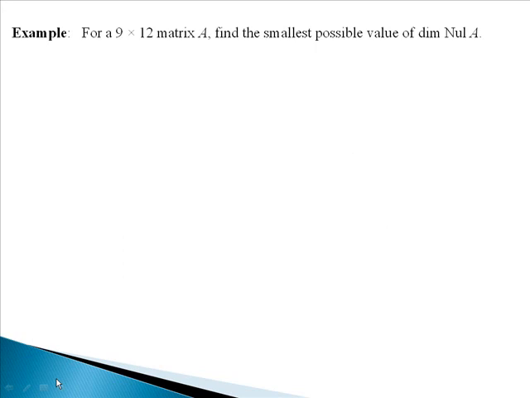In this example, we have a 9 by 12 matrix A, and we want to find the smallest possible value of the dimension of the null space of A. So we have our formula: the rank of A plus the dimension of the null space of A equals n. And so we have our m by n matrix here. So then we know that n is 12.